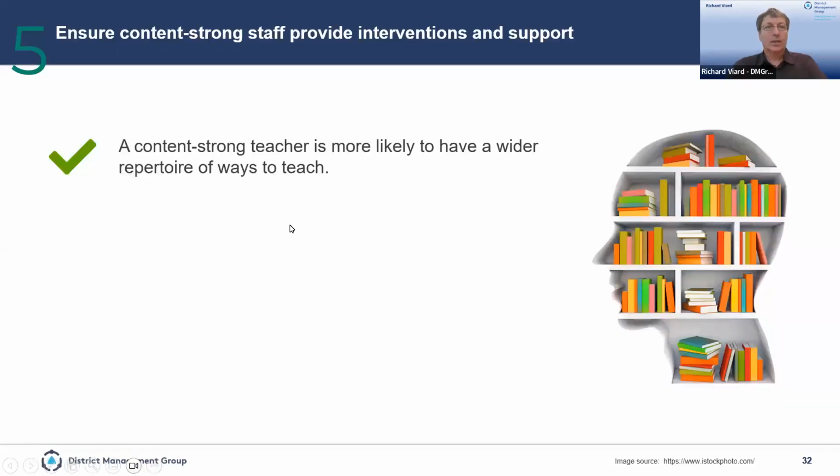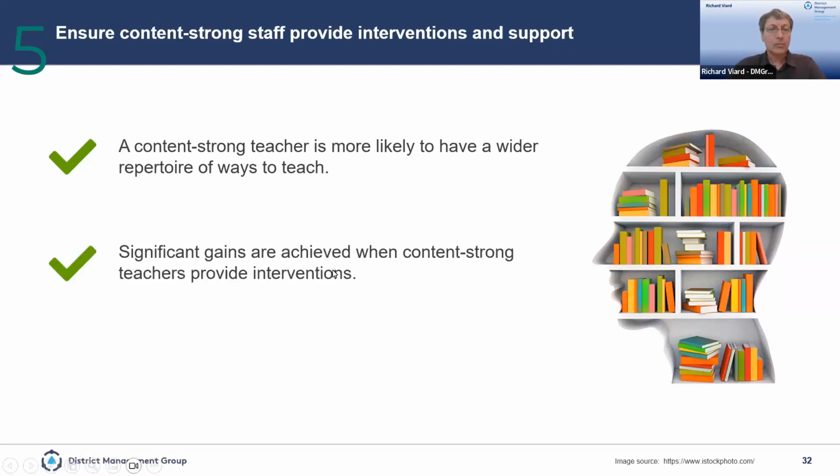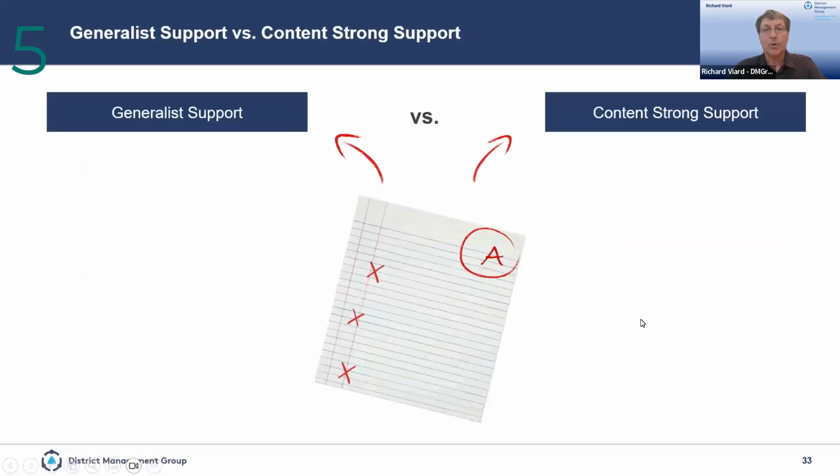And so our recommendation is really to provide these remediation intervention supports with content-strong teachers, right? A content-strong teacher is more likely to have a wider repertoire of ways to teach students. Significant gains are achieved when a content-strong teacher provides interventions. This is where we see the most progress being made.